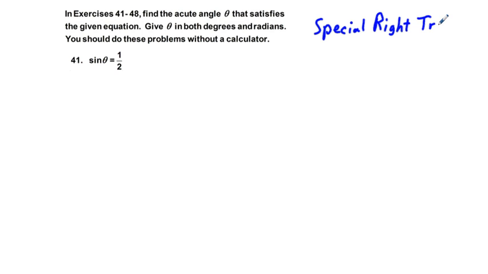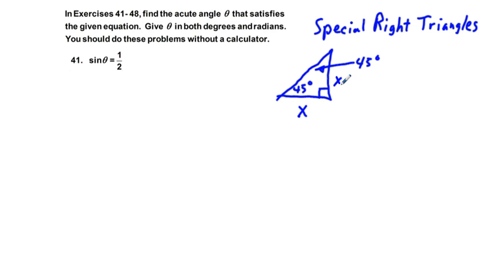And special right triangles, there are two kinds of them. There is the 45-45-90 triangle, which looks something like this. And so you have a 45-degree angle here. You have in the lower right corner 45 degrees. And then the upper right corner, you also have 45 degrees. And for this type of triangle, you can look at the ratio of the sides, which is x, x, and the hypotenuse is x square root of 2.